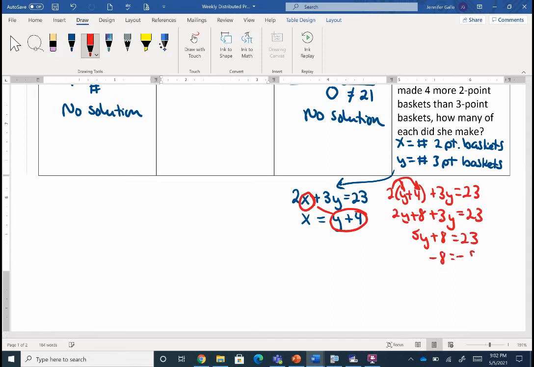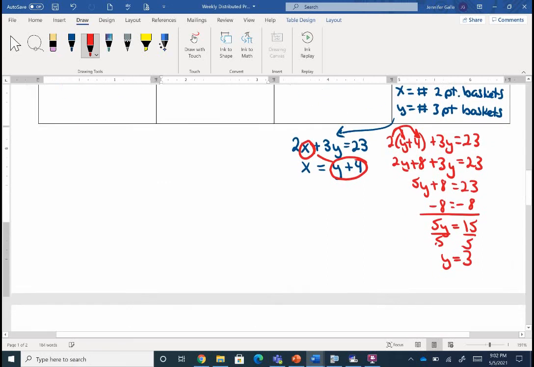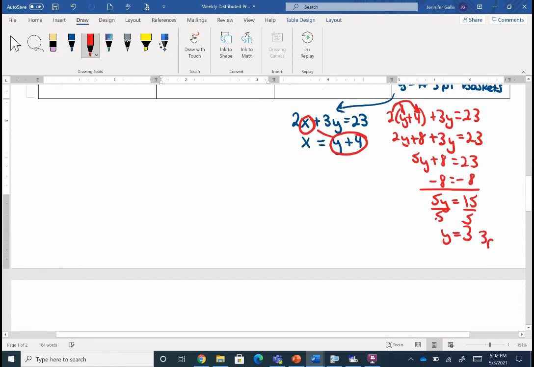Subtract 8 from both sides. 5y equals 15. Divide by 5. And our y equals 3, 3-point baskets.